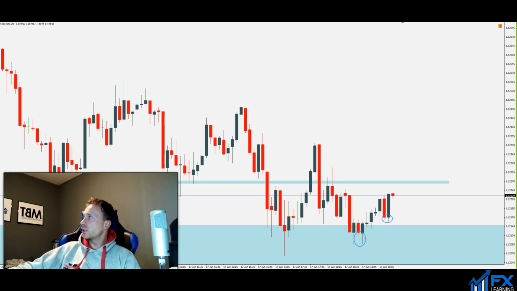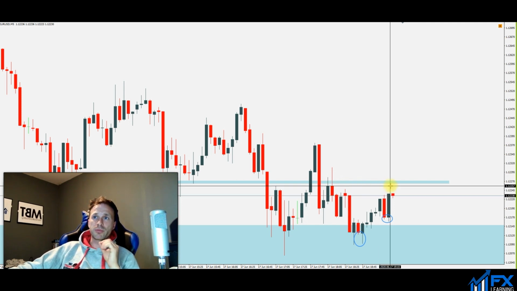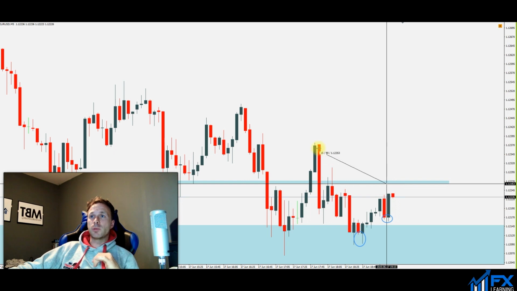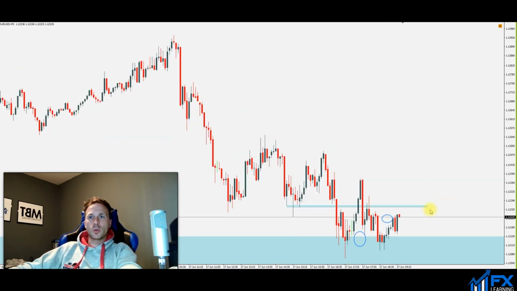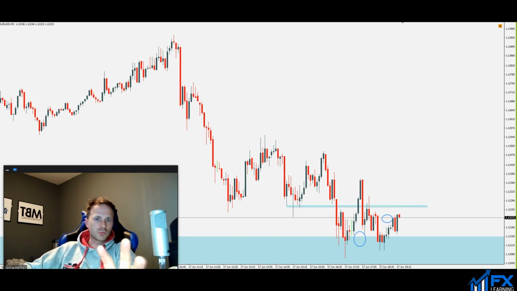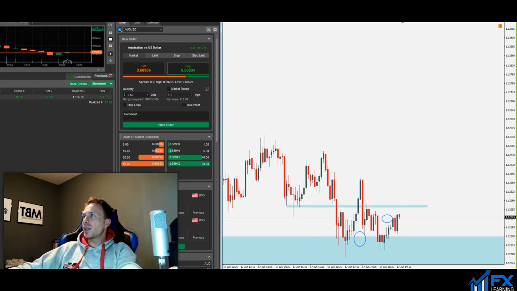So my anticipation with Euro USD is it probably will come up to this area here before maybe slowing down and then consolidating. And then if we do break this here, and we break this high here, then we might start to go into an uptrend. Who knows? What I need to worry about is pips.